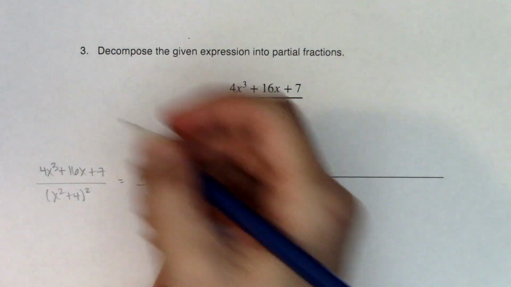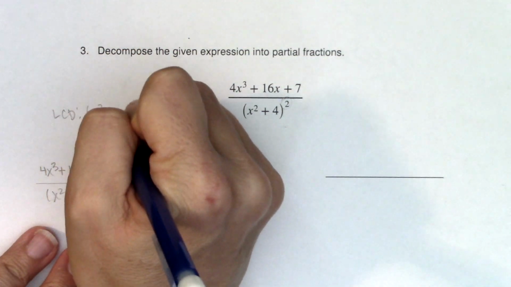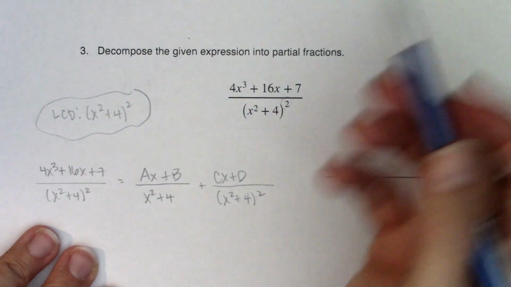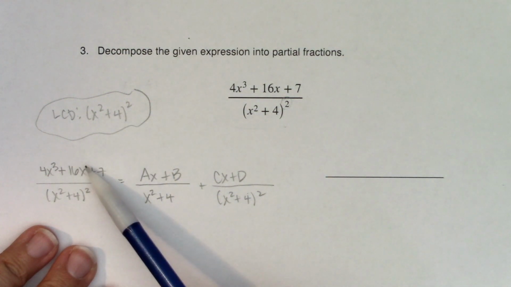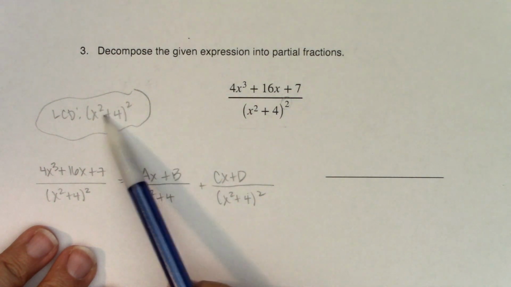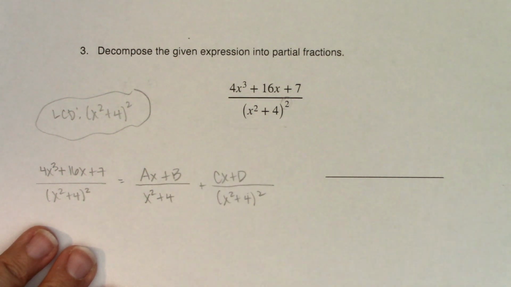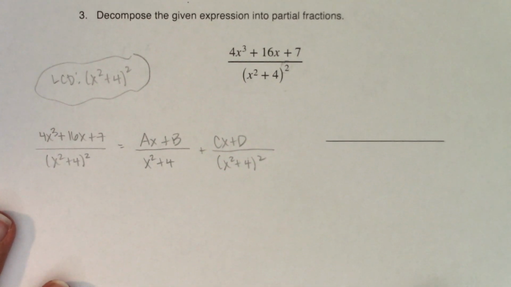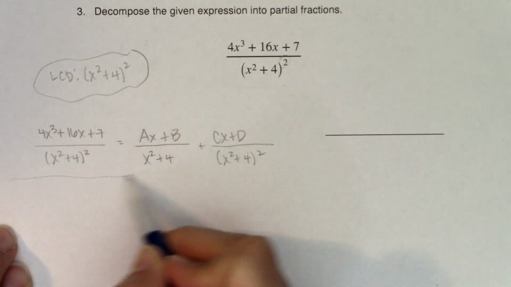When I think about the LCD, it is going to be x squared plus 4 squared. I'm going to take the highest power I see. What I'm about to do algebraically is multiply this LCD to the left side of the equation and to the right side of the equation. And when I multiply my LCD to the right side, I do need to distribute to both of those terms. So let me scooch this up just a bit, and we're going to write out all of this algebra. All right, so here we go.